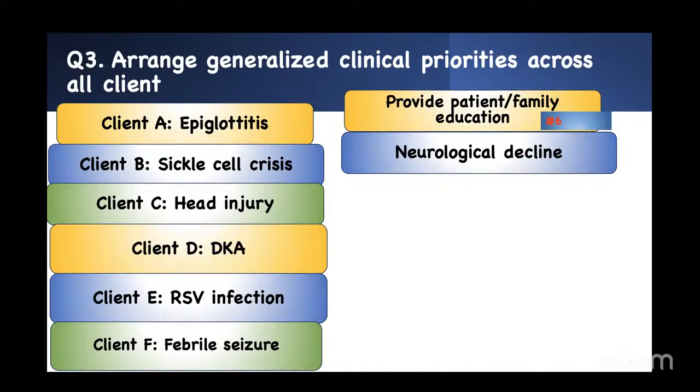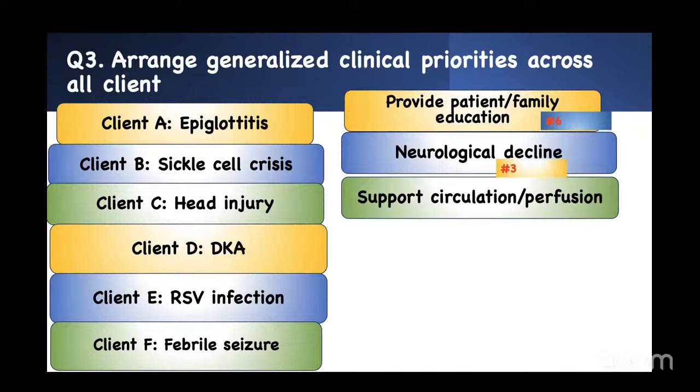Our clinical priority is to prevent neurological decline. The patient for that is the patient with a head injury. So that's number 3. Who do we need to support circulation and perfusion? Somebody who is dehydrated. Who is dehydrated over here? It's a DKA patient, in addition to sickle cell. But the sickle cell patient is more serious. So I will provide circulatory support, number 1, to the sickle cell patient. The DKA patient is mostly an electrolyte issue to fix, right? So that's where we will deal with that.